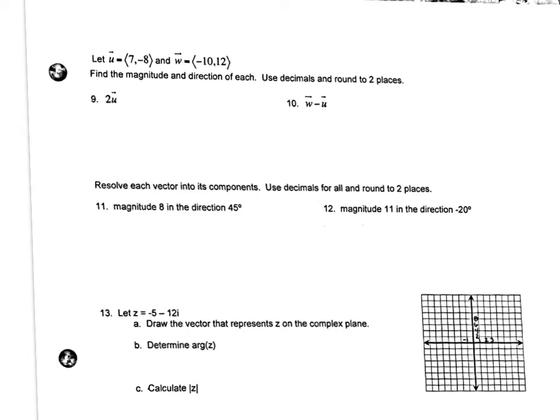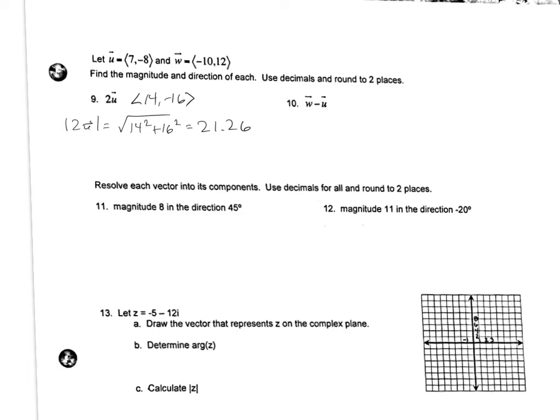So first we're going to just do 2u. So 2u would be <14, -16>. So when you go to do the magnitude of this, now notice that the directions say you can round to 2 decimal places, so you can throw this right into the calculator. So the magnitude of 2u is the square root of 14 squared plus 16 squared. And so that gives you 21.26.